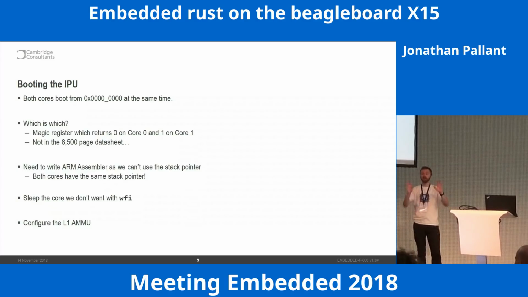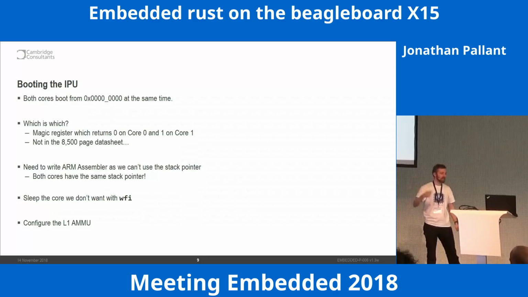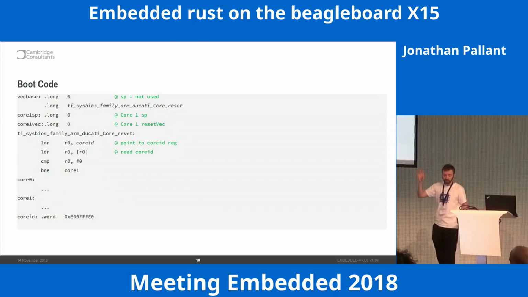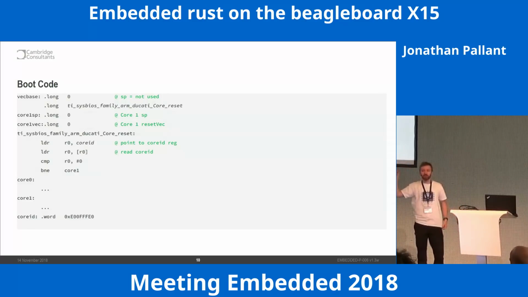firmware. You're very welcome. So we actually have to do some ARM assembler shenanigans because we've got this problem with the stack pointer. What we're going to do is sleep the core we don't want. So this is the boot code. It took me a long time to find it. It's got a weird name. I think it's, oh, Ducati. There we go. That's another name for the chips, also known as a Ducati. So this was hidden somewhere. This is the boot code.